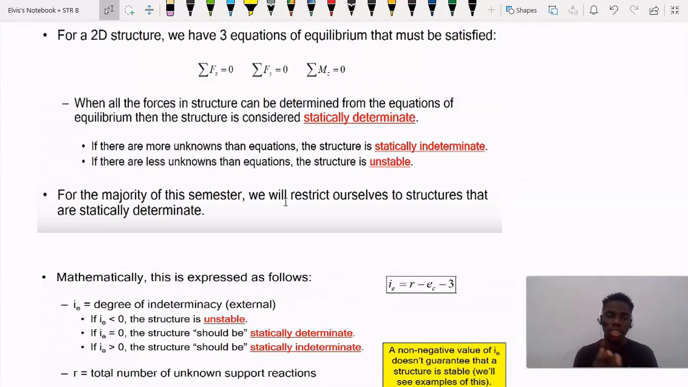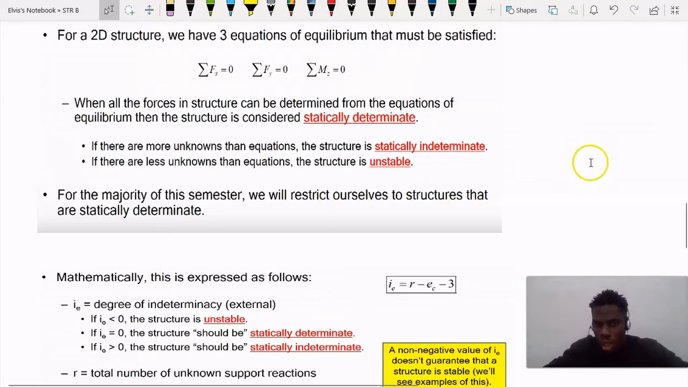So we have to take it one after the other, because you need to learn how to walk before you can run, right? We are not going to skip the step. We're going to take the steps one after the other. So we're going to first of all deal with statically determinate structures. Then in structural analysis 2, we are going to take a look at statically indeterminate structures.